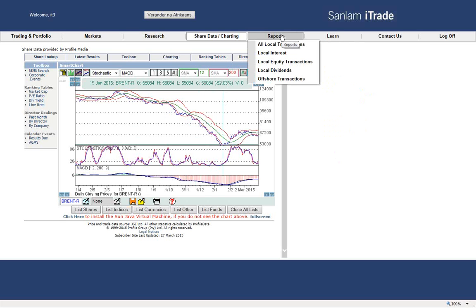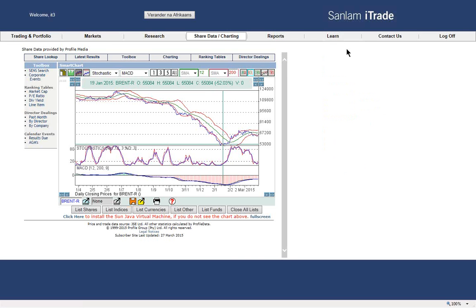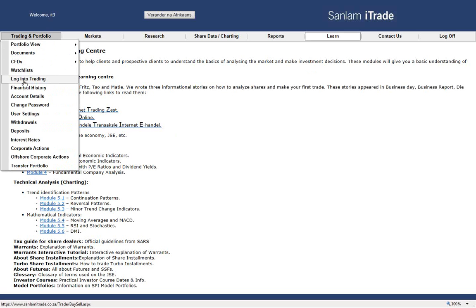There's some more reports there. There's a learning center which will give you some modules on how to analyze shares, how to get to know technical analysis. But the best part is that we have now got this course with StockShop that will replace this with a much more user-friendly learning experience. This is what happens inside the website.